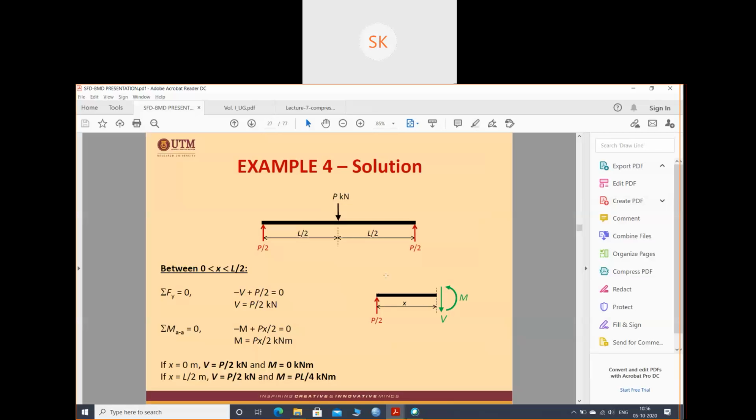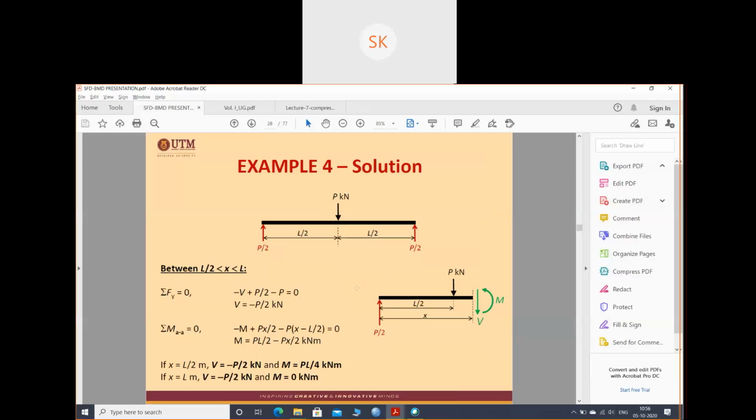Next we'll move from L by 2 to the full length, from this position to this position, L by 2 to x. Again I have drawn L by 2 to x. So in between L by 2 and x we'll have a P value, this force. Again find the summation of all the forces. I have a force of this P by 2.